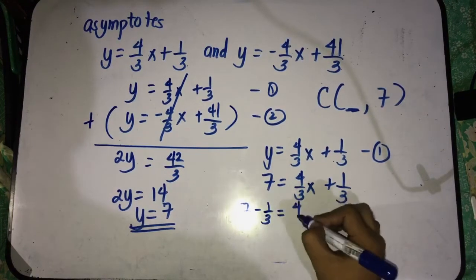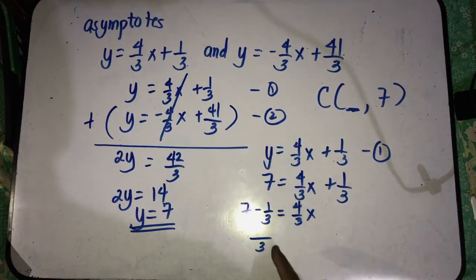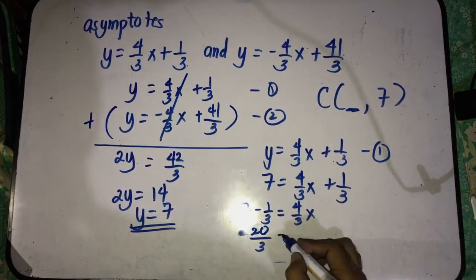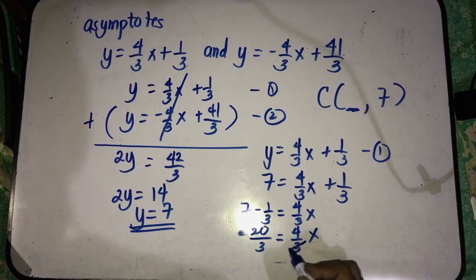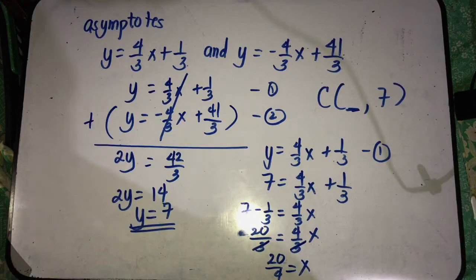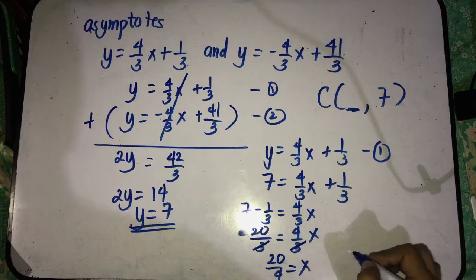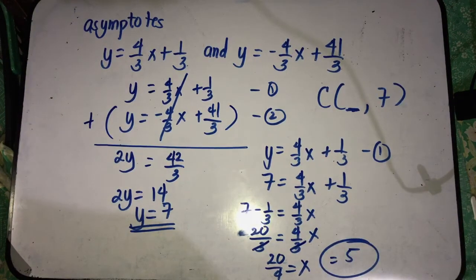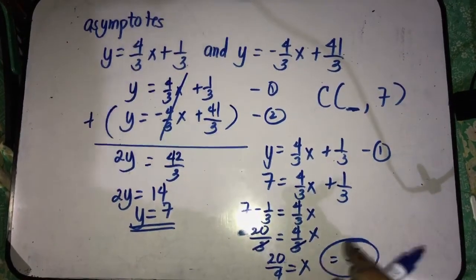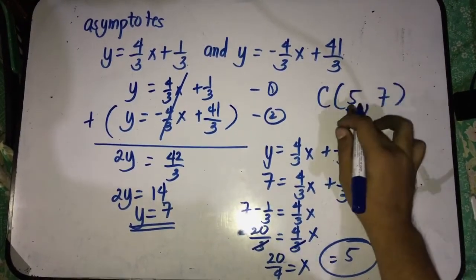7 minus 1 third is equal to 4 thirds x. Okay. Over 3. So, 3 times 7. 7 times 3 is 21 minus 1, which is 20, is now equal to 4 over 3 x. Pwede kong cancelin si 3. Okay, therefore, 20 over 4 is equal to x. And what is 20 divided by 4? Okay, so 20 divided by 4 now is equal to 5. Okay, question. So, the center now is located at 5 and 7.